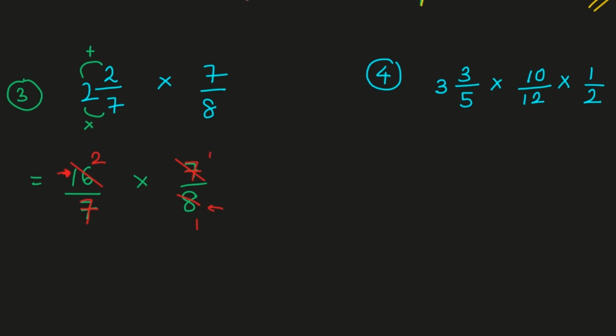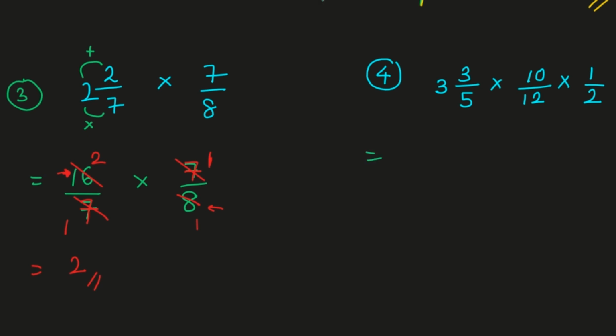So 7 divided by 7, it's 1. 7 divided by 7, it's 1. What's the answer? 2 into 1, it's 2. 1 into 1, it's 1. If needed, you can put it like this. But my recommendation is it's not needed even to put it here. You can simply write the answer as 2. Okay, let's go to the final question in this section.